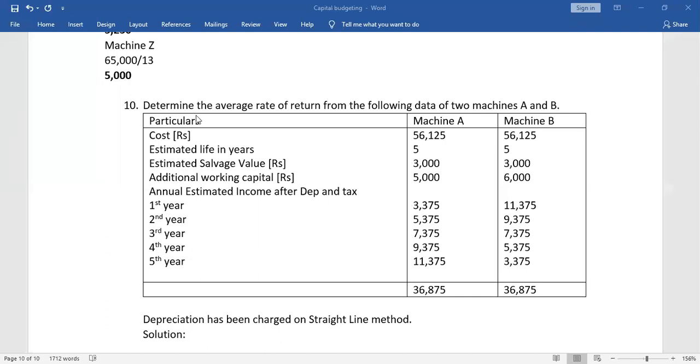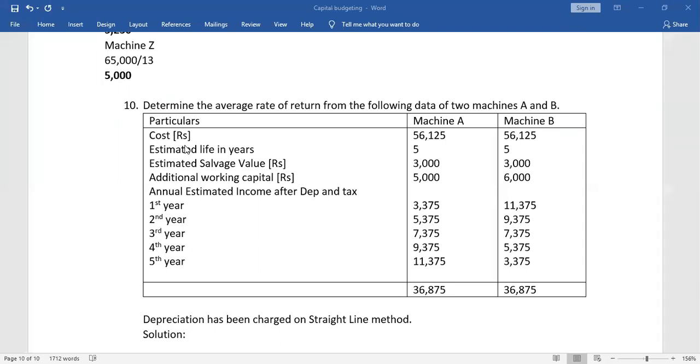This is the sum we will be doing today. Determine the average rate of return. So, in the first line itself, they have told that we have to calculate, we have to find out the average rate of return from the following data of two machines A and B.